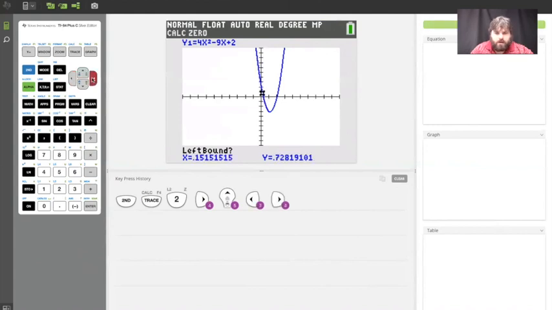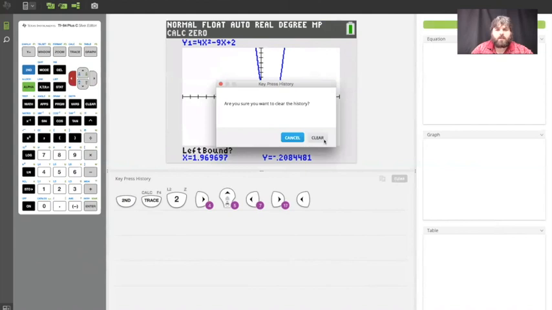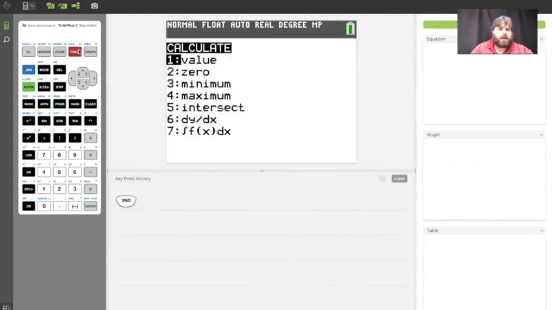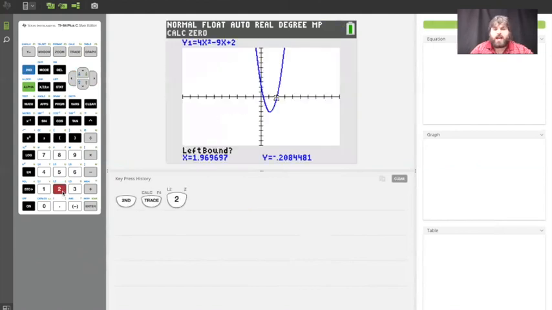So you see how the 0 is right about there somewhere? And there's another one over here, okay? So what you got to do is see how it's asking right now for the left bound? Let's clear this off. Let's do second calculate, number 2, the 0. It asks for a left bound. So pick one. Let's start with the left 0, okay? Left bound means it wants to make a left boundary. So you have to make sure you're to the left of where your 0 is, and you hit enter.